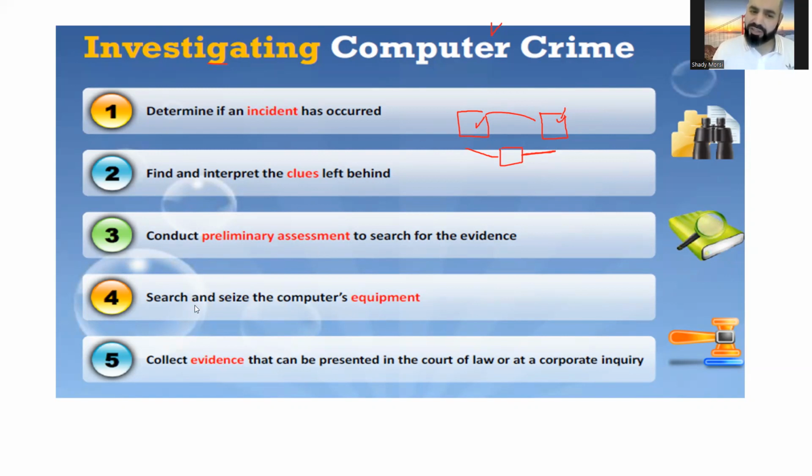Okay, search and seize the computer equipment. And this is really a tricky part, because you cannot really search or seize the computer equipment without your company's approval or the law enforcement's approval.